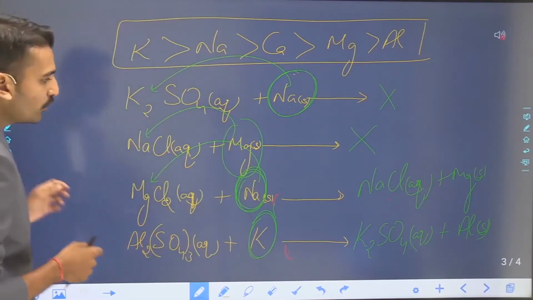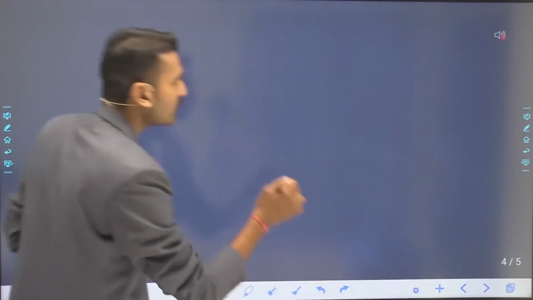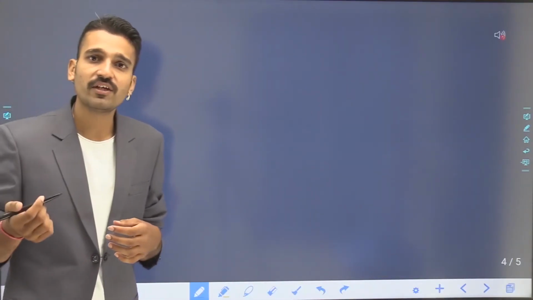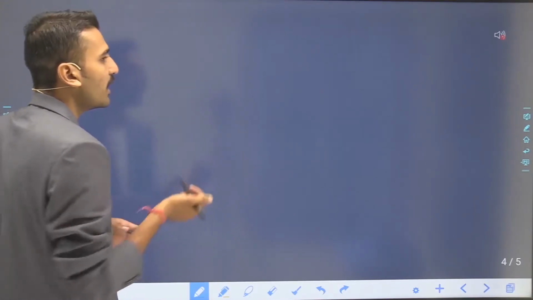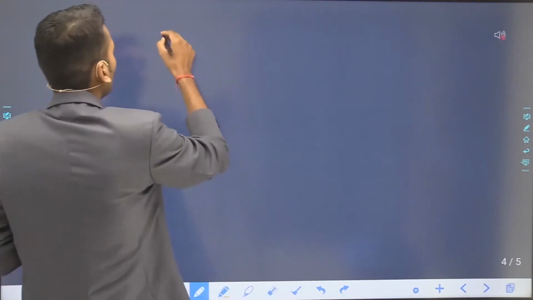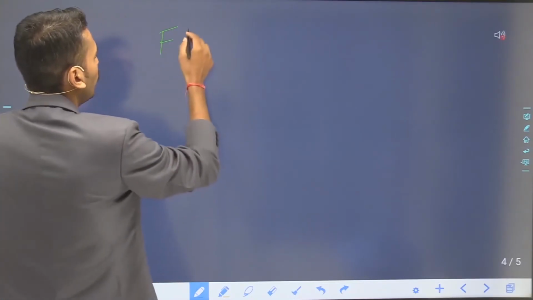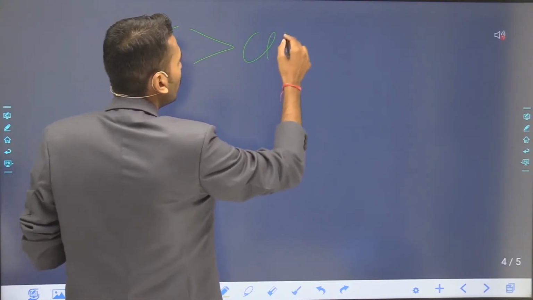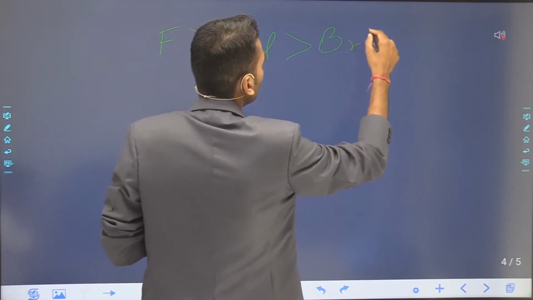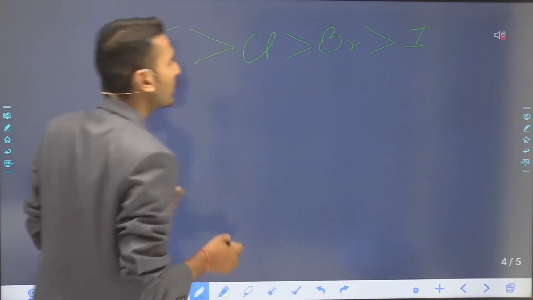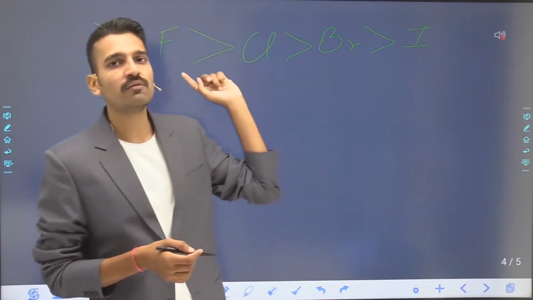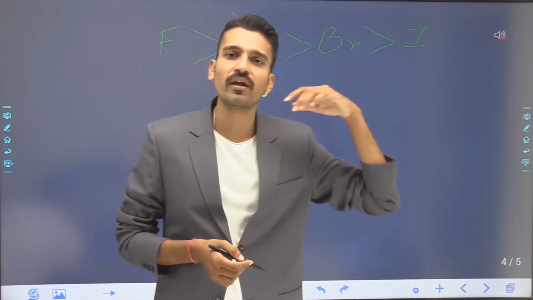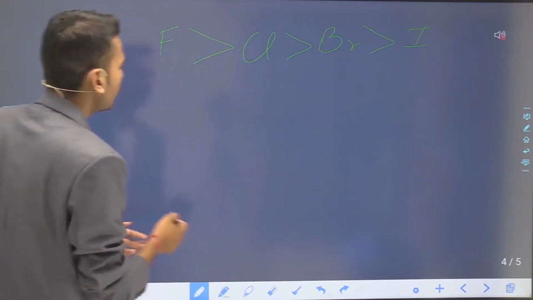Okay, moving to the reactivity series of non-metals. We are not interested in all the non-metals; we are interested only in halogens. Halogens are fluorine, chlorine, bromine and iodine. The reactivity series of non-metals is as follows: fluorine is more reactive than chlorine, which is more reactive than bromine, which is more reactive than iodine. It means that chlorine will displace bromine from its salt solution, or fluorine will displace chlorine, bromine and iodine from their salt solutions. Let us take some examples.